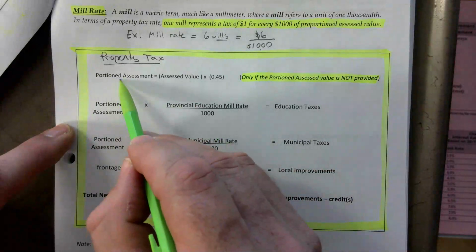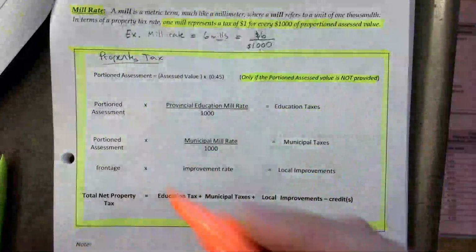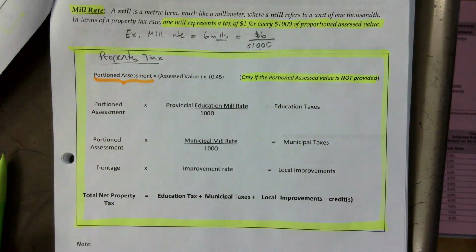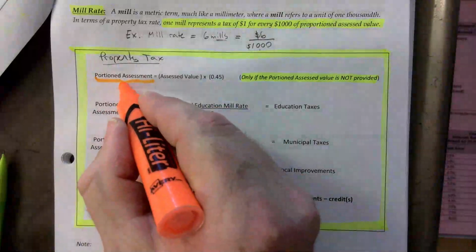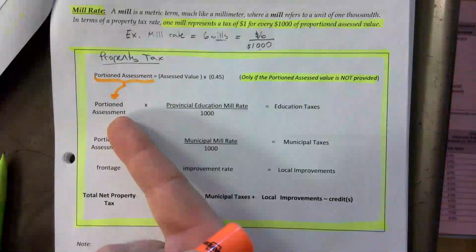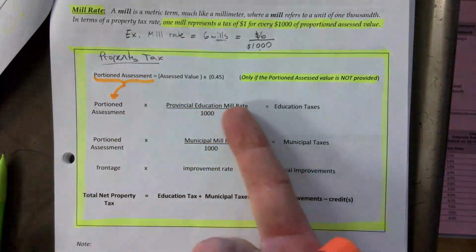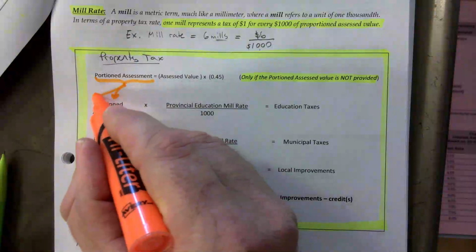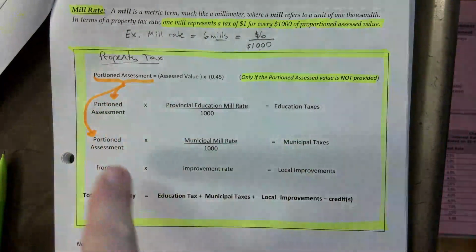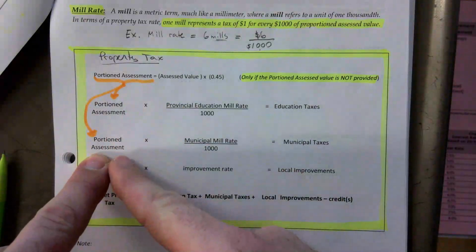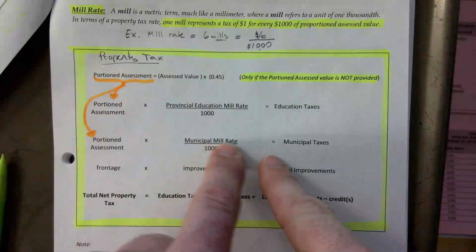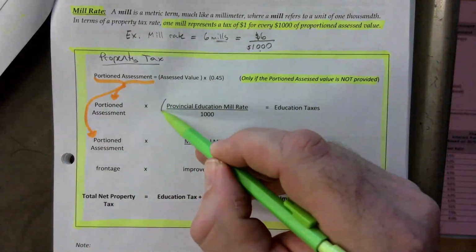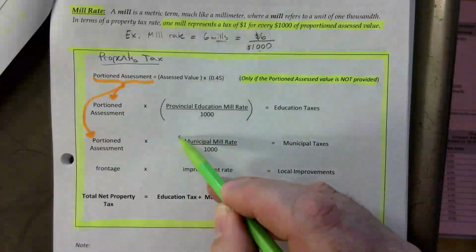Once you know what this is, okay, I'm going to use a different color here to bring this all to life here. Once you know what that is, so it's either given or you have to calculate it, you take that number over here and you multiply it by the provincial education mill rate divided by 1,000, you get a dollar amount. You would also use this one over here, right? You take your portion assessment, you multiply by the municipal mill rate in this case, and divide it by 1,000. And so I would say this is probably a good idea to put this in brackets like that. Okay?